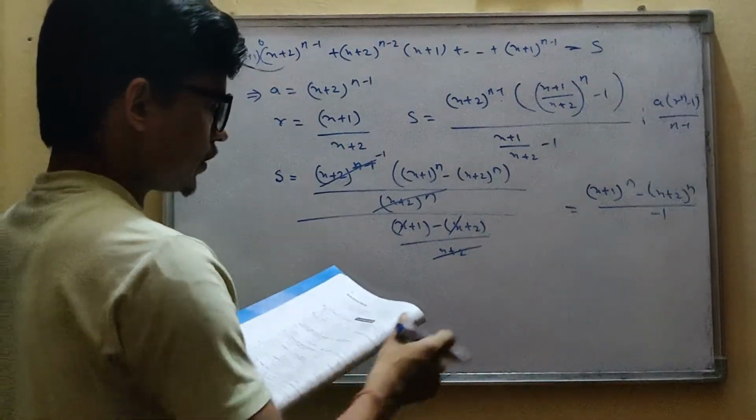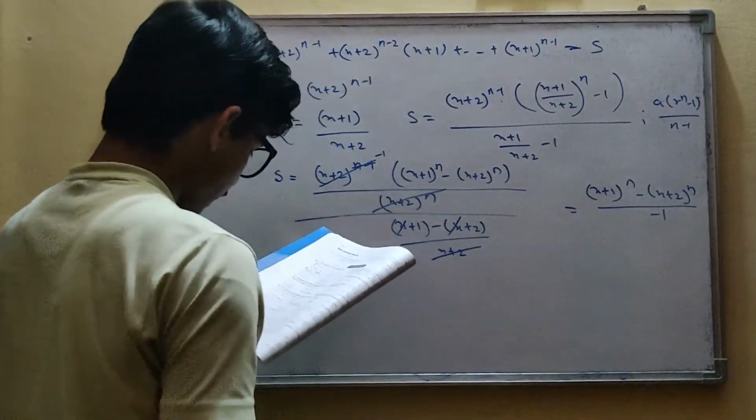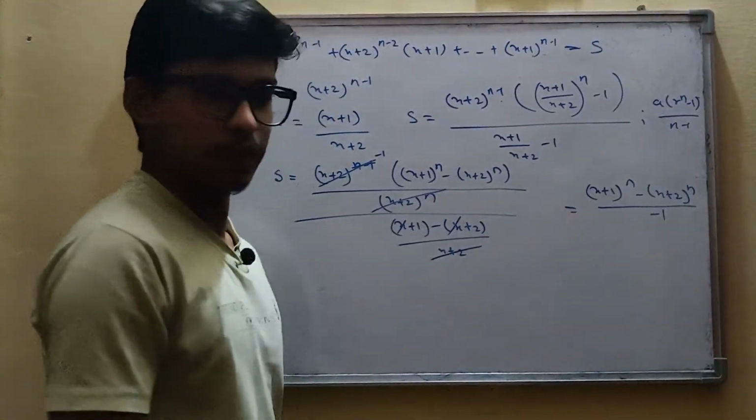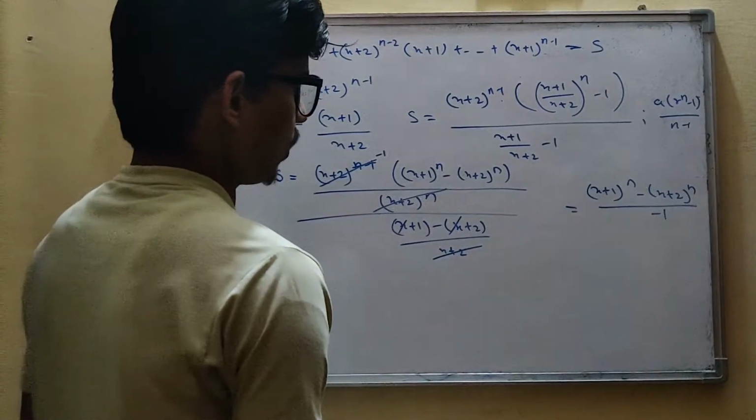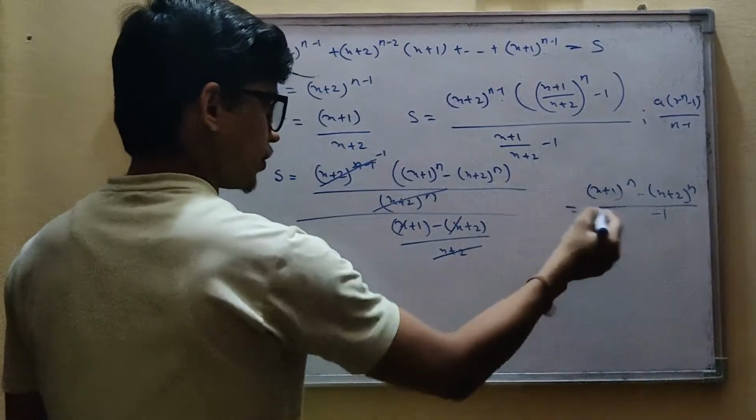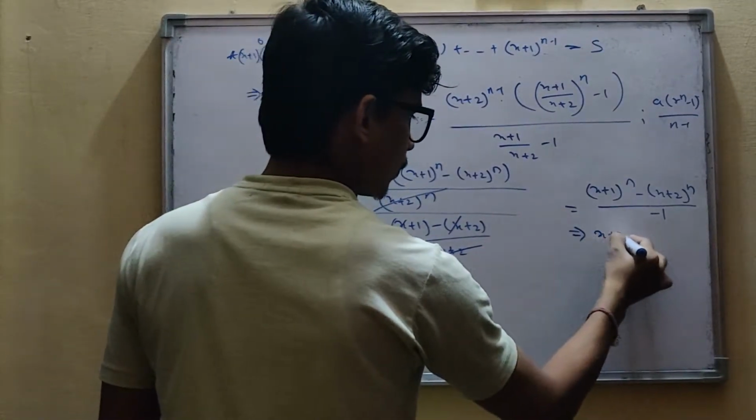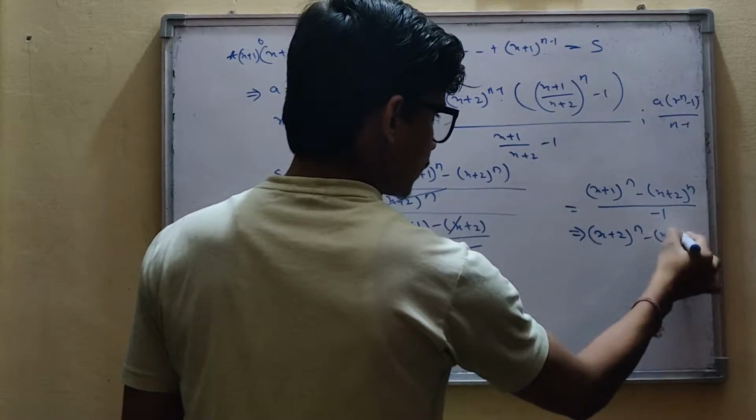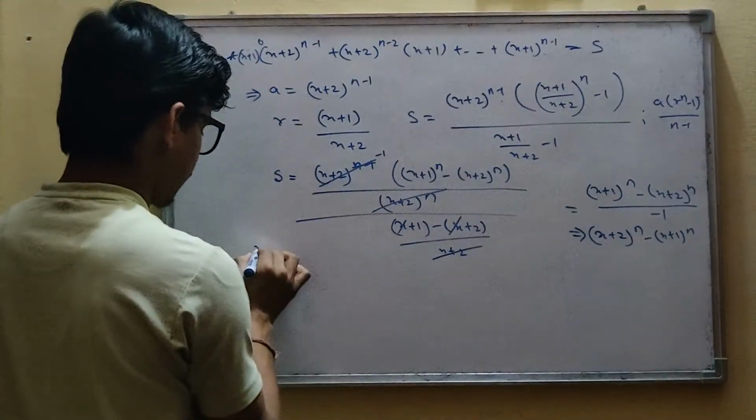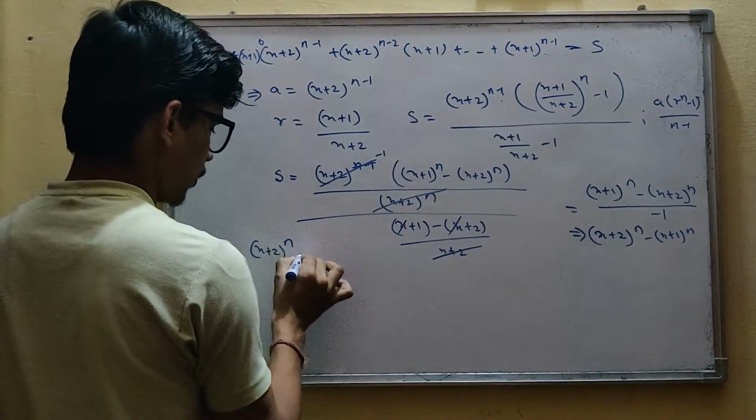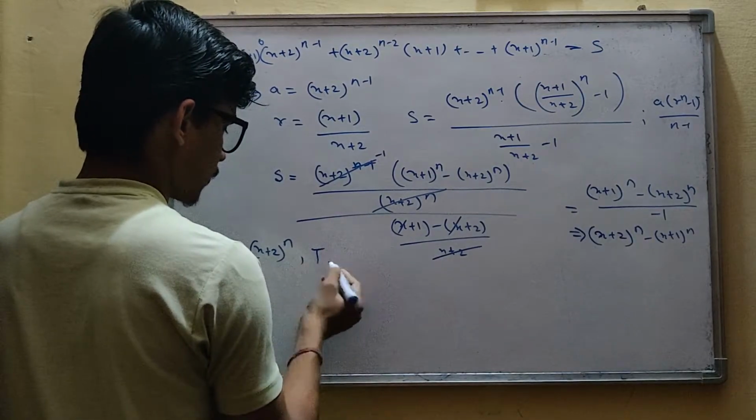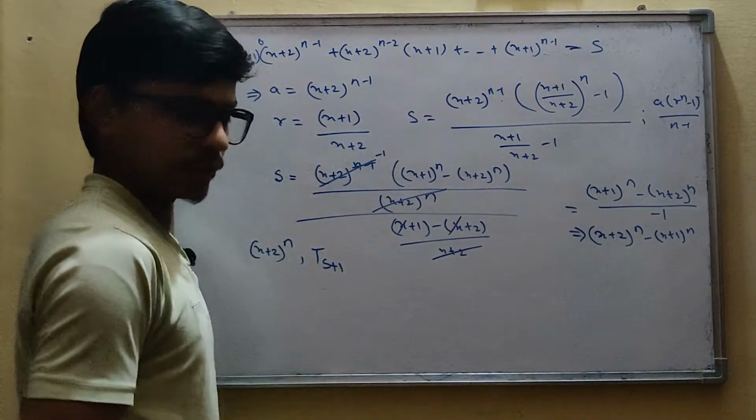So in this particular expression, we have to find the coefficient of x to the power r. Okay, so we have to find the coefficient of x to the power r. So let's say this term can be written as (x+2)^n minus (x+1)^n, right? So for the first, (x+2)^n, the general term is, let's say, t_{s+1}.